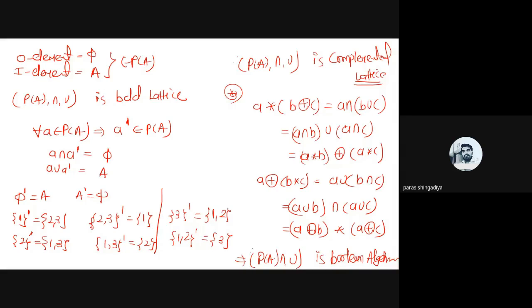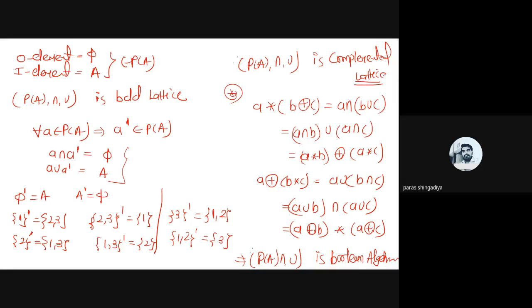So first we require the 0 and I element, then find the relation to check the A dash. A intersection A dash should be phi and A union A dash should be A, and based on that relation we find the A dash. Which entry can we consider? The one whose intersection with A dash is phi, and union with A dash is the capital A. So these are the answers.